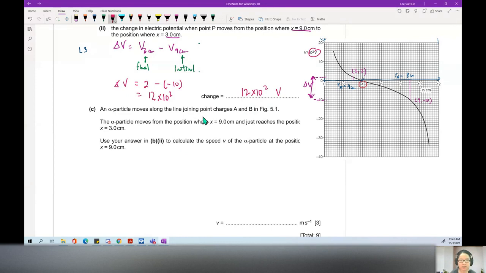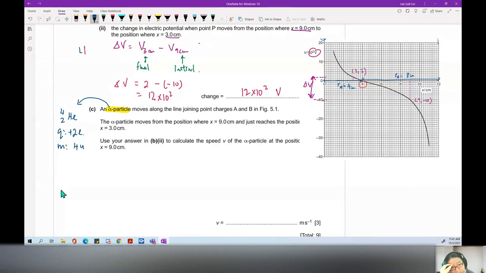Next, an alpha particle moves along the line joining A and B. Reminder for the non-chemistry people, although you already did AS physics, alpha is helium-4, with 2 protons, and the charge is 2+. The mass is 4 u.